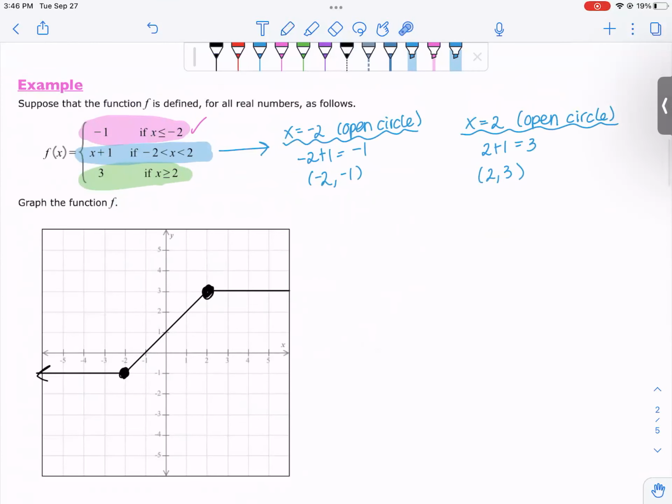This guy is continuous. So I start here. I don't have to lift my pencil. I didn't run into any holes or gaps or anything. This is continuous.